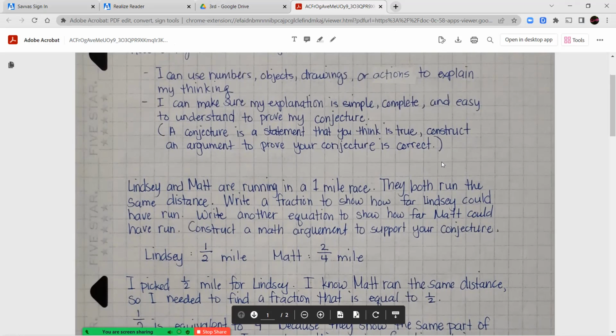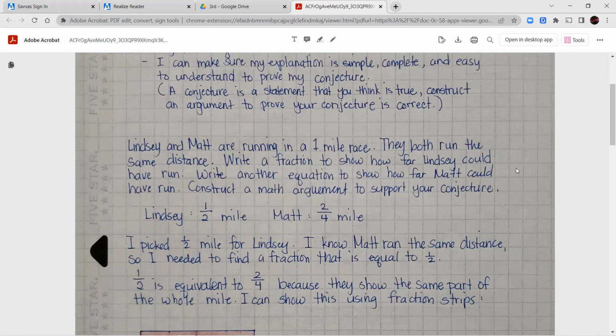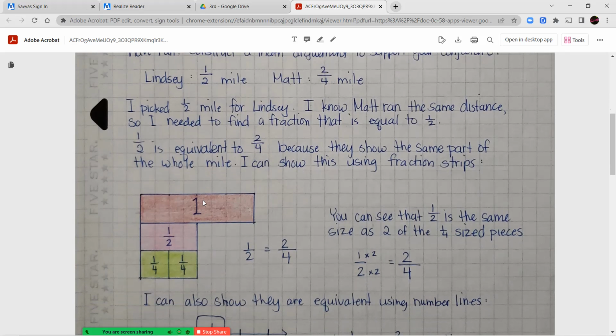Lindsay and Matt are running in a 1-mile race. They both run the same distance. Write a fraction to show how far Lindsay could have run. Write another fraction to show how far Matt could have run. Construct a math argument to support your conjecture. So for example, here I decided to put in that Lindsay ran half of a mile. So I want to find an equivalent fraction. If they both ran the same distance, I need to find an equivalent fraction to 1/2. Now I know that 1/2 is equal to 2/4. They both show the same part of the whole mile.